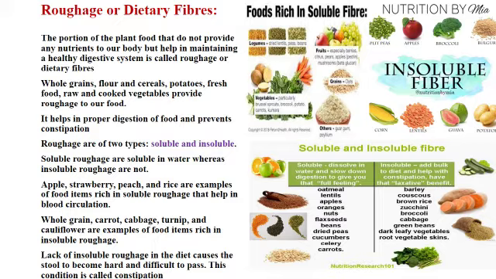So there are two types of roughages, soluble roughage and insoluble roughage. Soluble roughage means it dissolves in water, whereas insoluble roughage, they don't dissolve, they are insoluble in water. Apple, strawberry, peach and rice are all examples of food items which are rich in soluble roughage that helps in blood circulation. Whole grain, carrot, cabbage, turnip, cauliflower are all examples of food items which are rich in insoluble roughage.